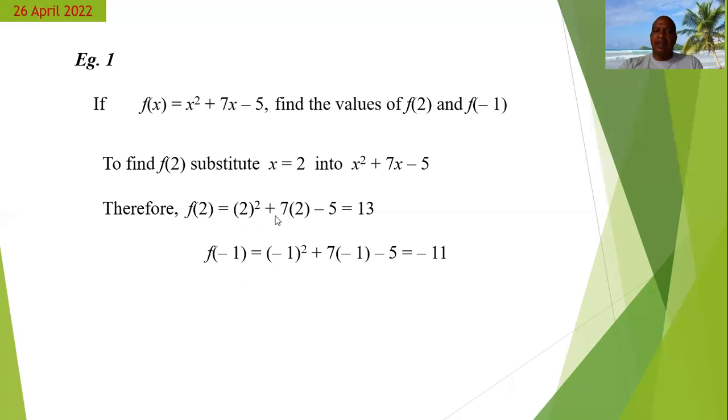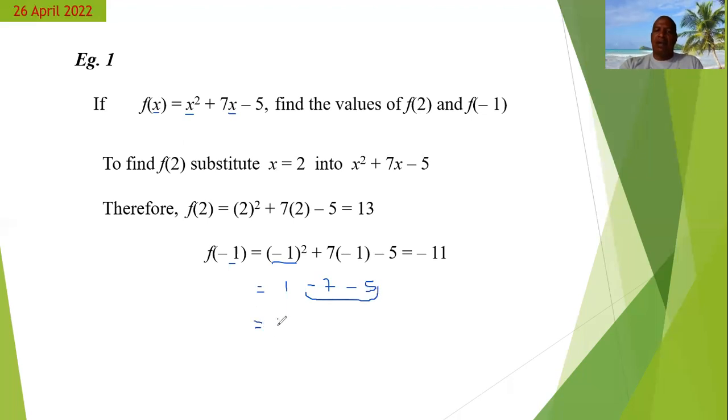For the next one, we have f of minus 1. Just as before, wherever we have x, we plug in the negative 1 on the left-hand side. On the right-hand side, wherever we have x, we put in negative 1. And so we do our calculation. Negative 1 squared gives you positive 1. Then we have 7 times negative 1, which gives you negative 7. Then we have negative 5. Now here we have two negative values. We want to add them and keep the negative sign.